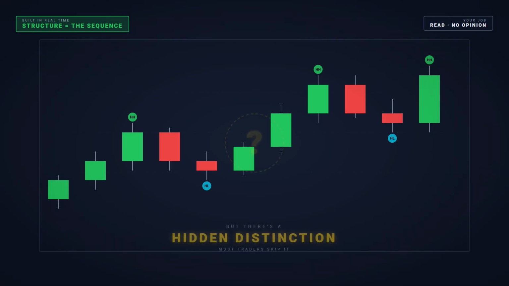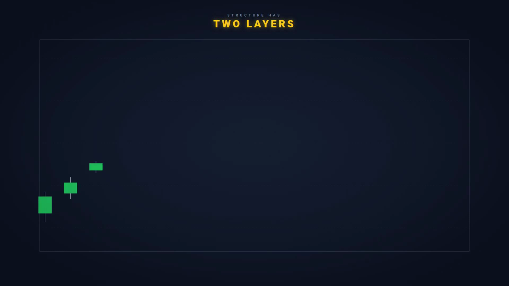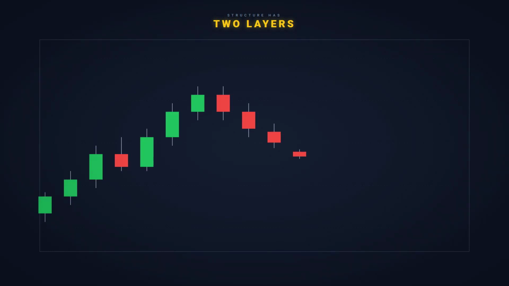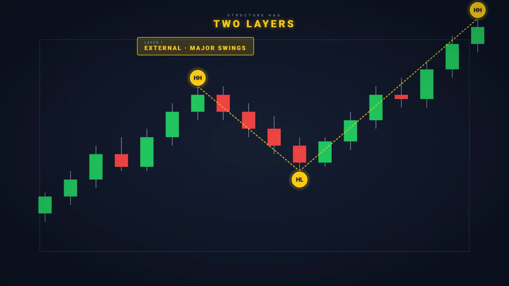Now, within that basic definition, there is a distinction that most traders skip entirely, and skipping it is why their analysis constantly conflicts with what price actually does. There are 2 layers of structure on any chart: internal structure and external structure. External structure is your dominant directional bias. These are the major swing highs and swing lows, the ones that define the overall direction the market is moving in. If you zoom out on a daily chart and price has been printing a clear sequence of higher highs and higher lows over the last several weeks, that is your external structure. That is the story the market is telling at the macro level.